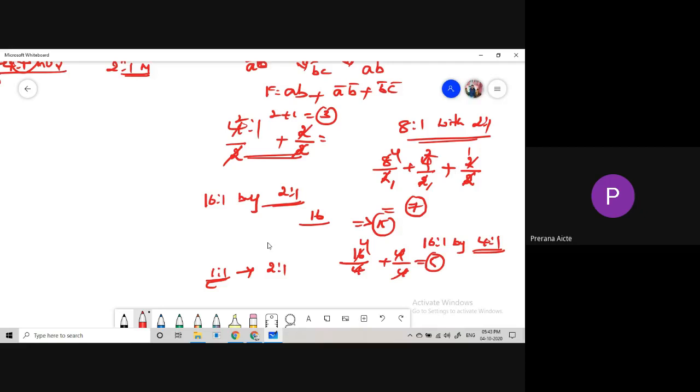if I want to get a 64x1 multiplexer with 4x1 multiplexers, how many 4x1 multiplexers are required to represent a 64x1 multiplexer? So simply we are dividing this 64 with 4.